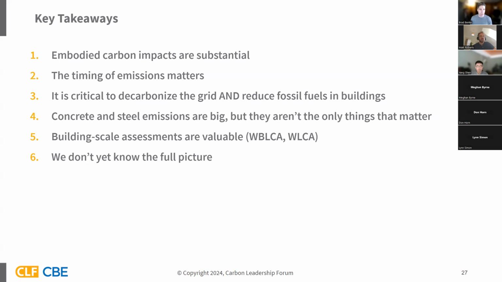And the last one, which I think Matt started to talk about a little bit at the beginning, is we don't know the full picture. There were lots of gaps. We had lots of limitations in this study. I think still we had some significant findings, and hopefully this is really helpful for everyone. But there are a lot of next steps and a lot of things we need to do to really make this a more holistic assessment of whole life carbon impacts. And so with that, I'll turn it to Matt.